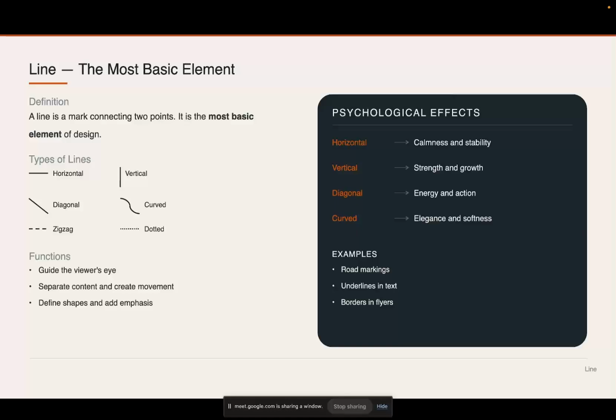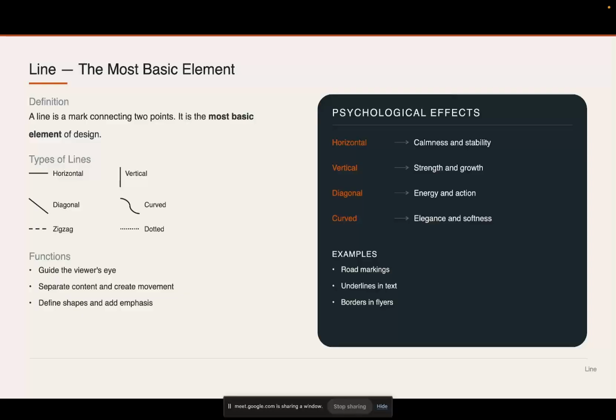So you separate content. If you have different segments, you could use a vertical line to separate them. Horizontal lines too could also do that. Then it could also define shapes and add emphasis. So the horizontal line is more calm and stable. The vertical shows strength and most times also shows division. I didn't include that in this slide.